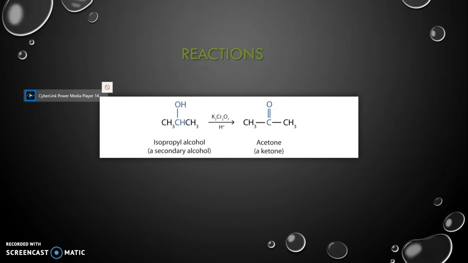Secondary alcohols like isopropyl alcohol are oxidized to ketones, which is a simple compound that contains a carbonyl group. The oxidation of isopropyl alcohol by potassium dichromate gives acetone, which is the simplest ketone.